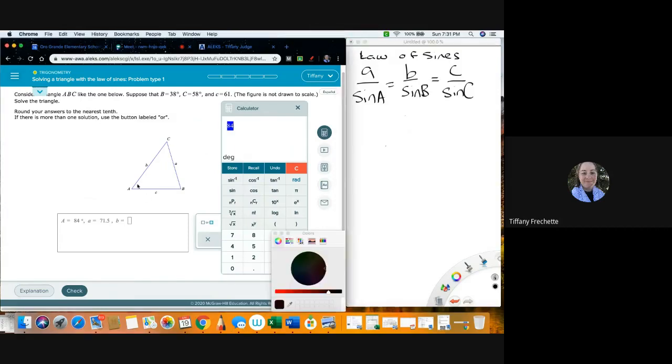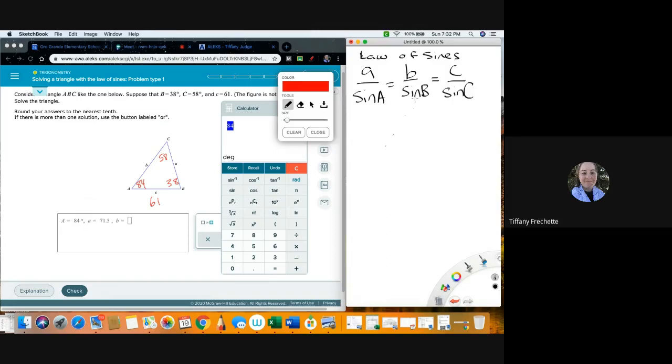So we had 84, 58, and 38. And then it was 61. Even though I know what A is now, I don't want to use it. I rounded that number. So we want to go back. We're going to use this function again when we do this on this side. So now we're going to use the B and the C. I don't know what B is, but I do know what angle B is.